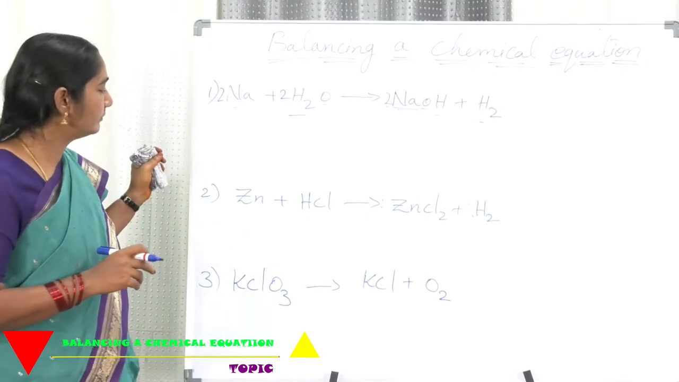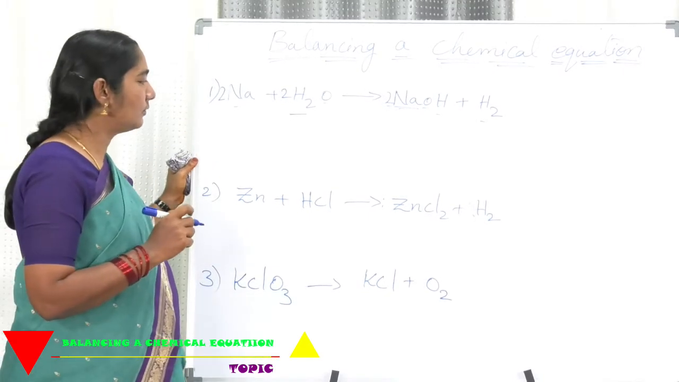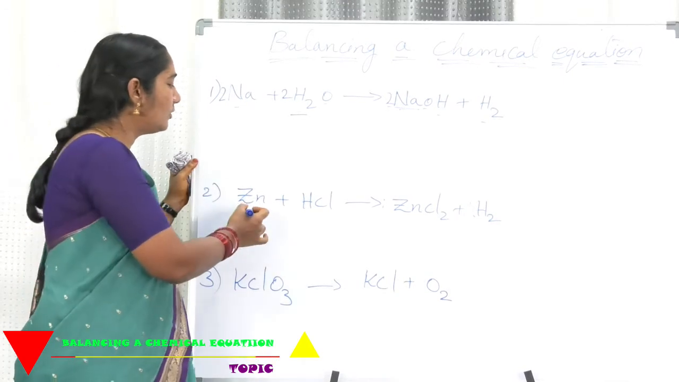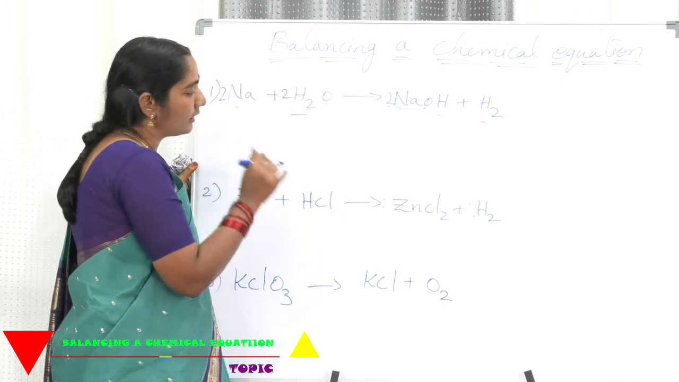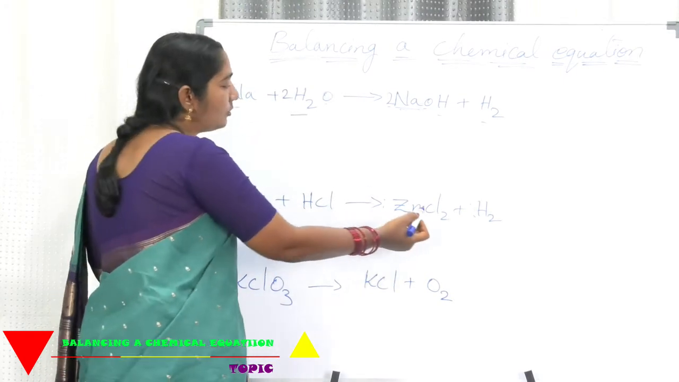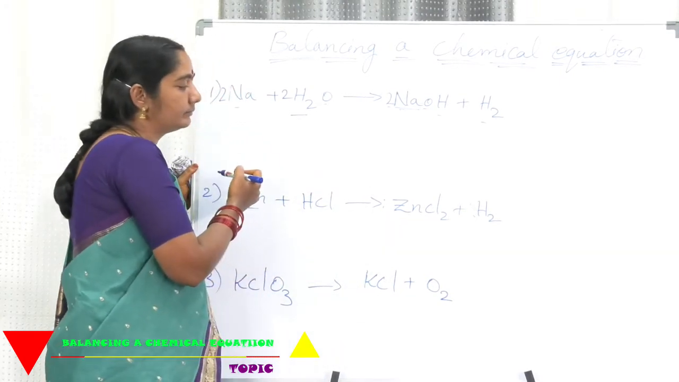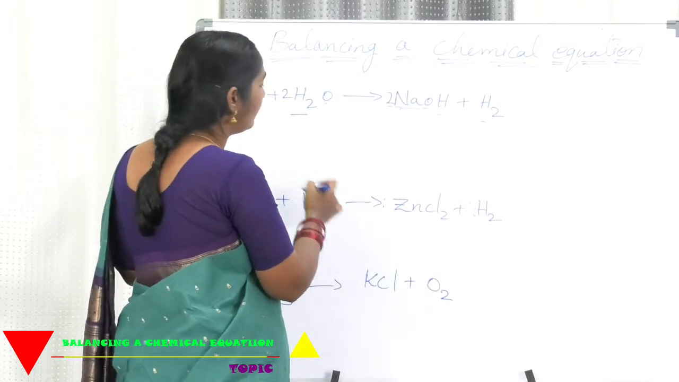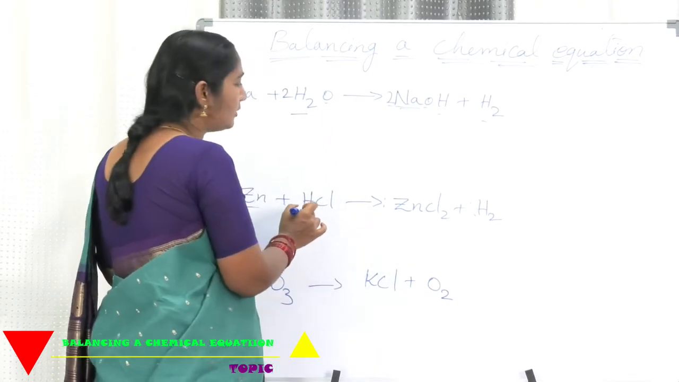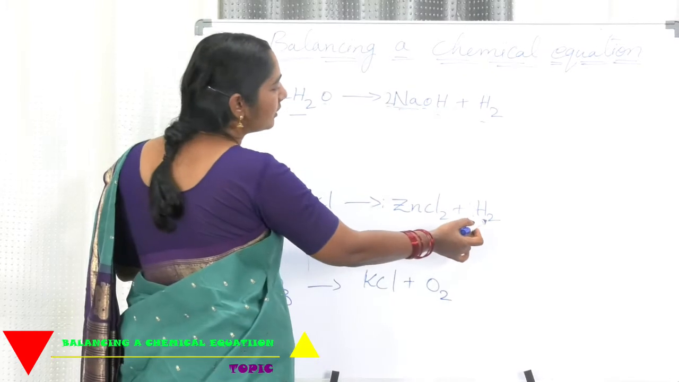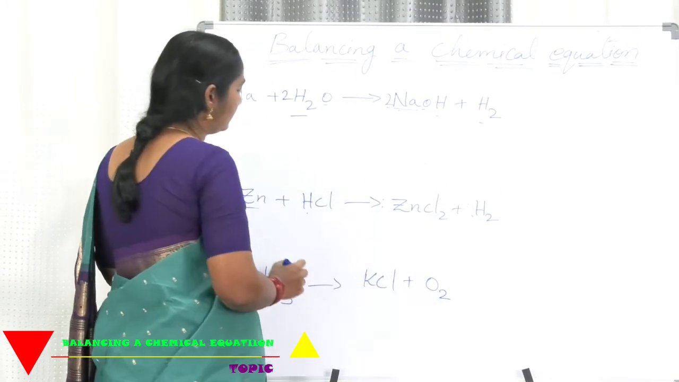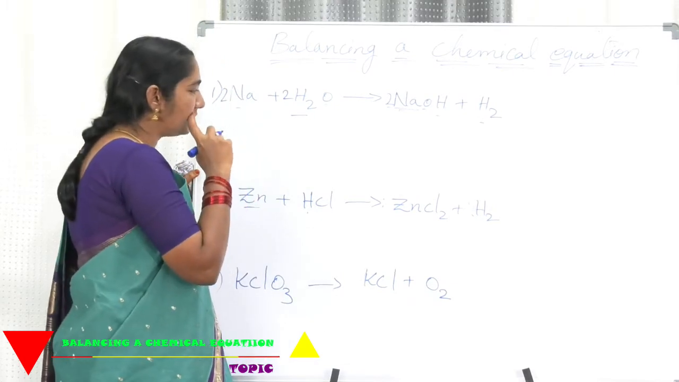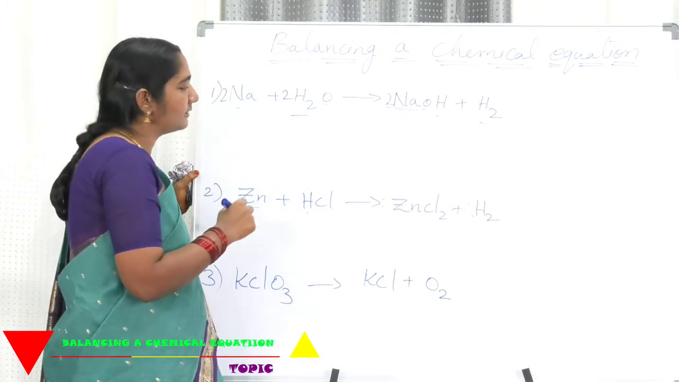Now let us see this particular equation. Here zinc is 1 and there also zinc is 1, but chlorine is 2 here and only 1 there. Coming to hydrogen, here 2 hydrogens are there, but there it is only 1. So, my dear friends, now let us try to balance it.